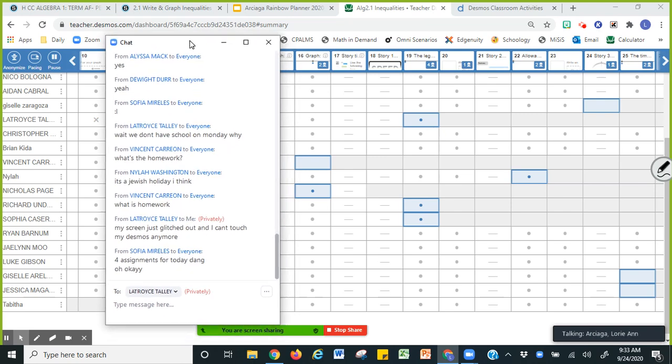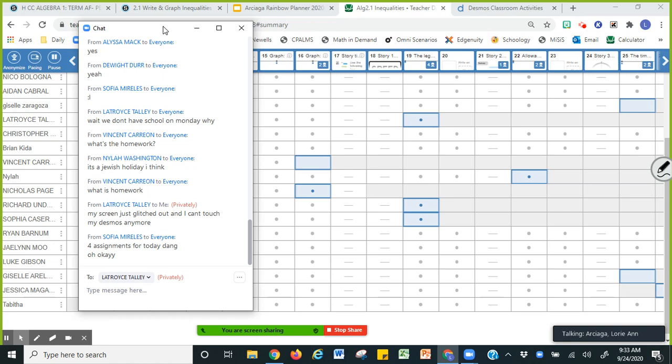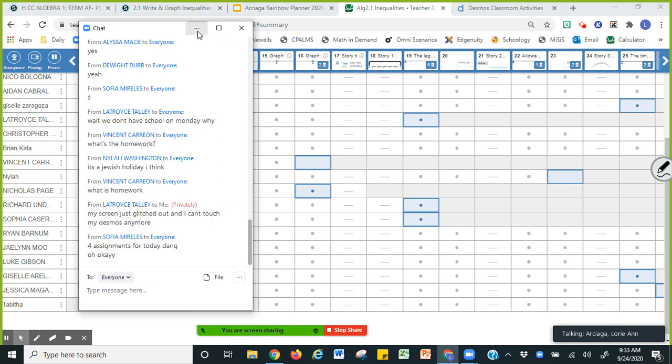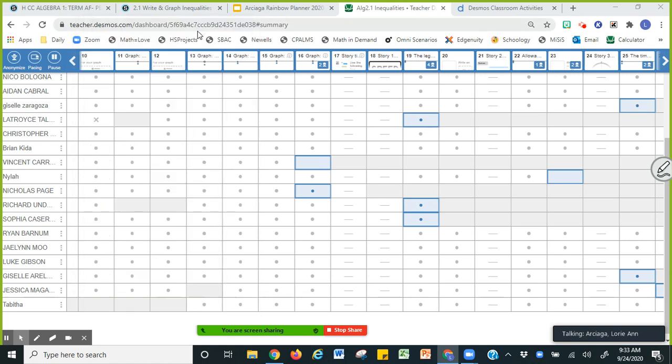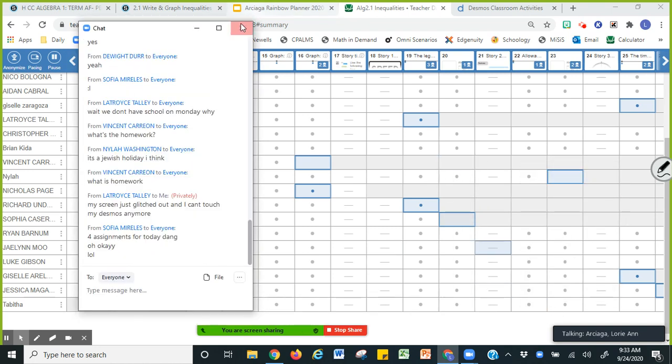Don't panic. I'm a mom too, and there was one time when I had to help my child catch up on 23 Seesaw assignments. They're both in elementary. So I know how that feels, and I will never assign four in a day. All right, I know my screen glitched out too, and I apologize.